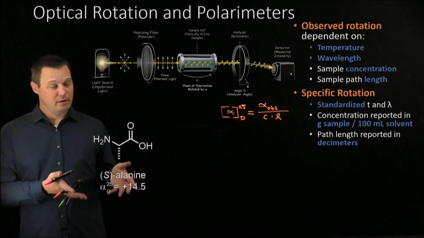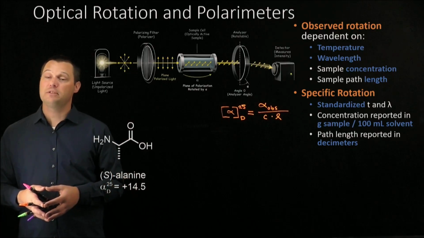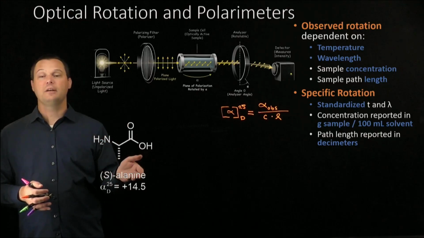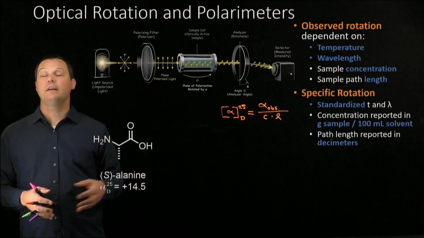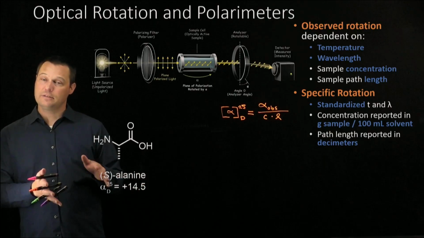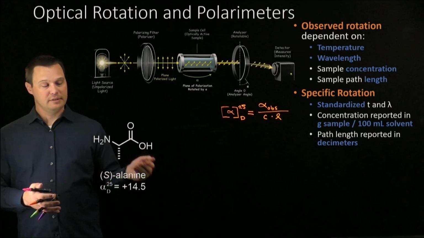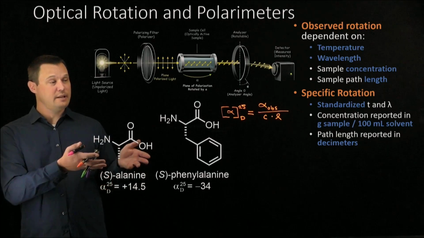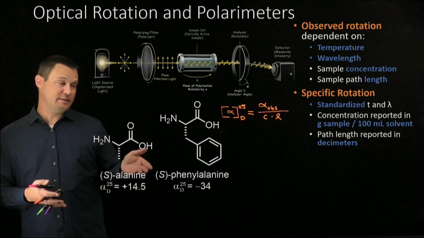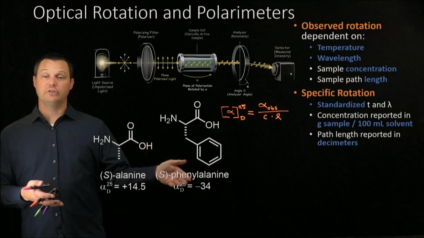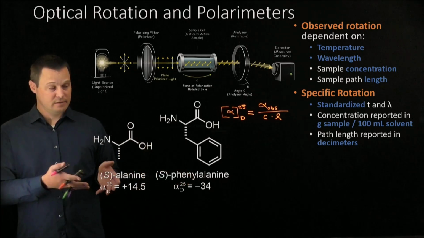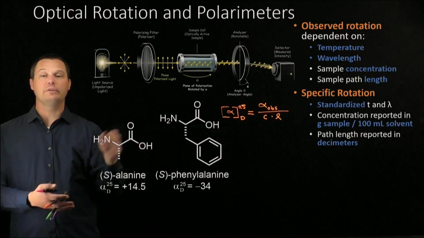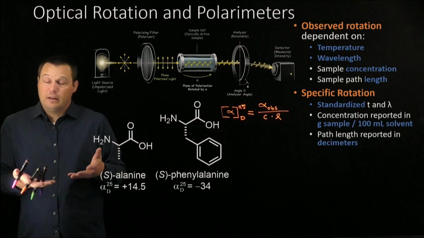Let me take a moment here and clear up one of the most common misconceptions about specific rotation. There is no correlation between the R and S label of a chiral molecule and the positive or negative specific rotation. It is not true. Every S molecule does not automatically have a positive specific rotation. In fact, if I change alanine just slightly by adding an extra phenyl group, we get S-phenylalanine, which has a specific rotation of negative 34 degrees. It's still an S molecule, but now the plane polarized light gets rotated 34 degrees in the counterclockwise direction.